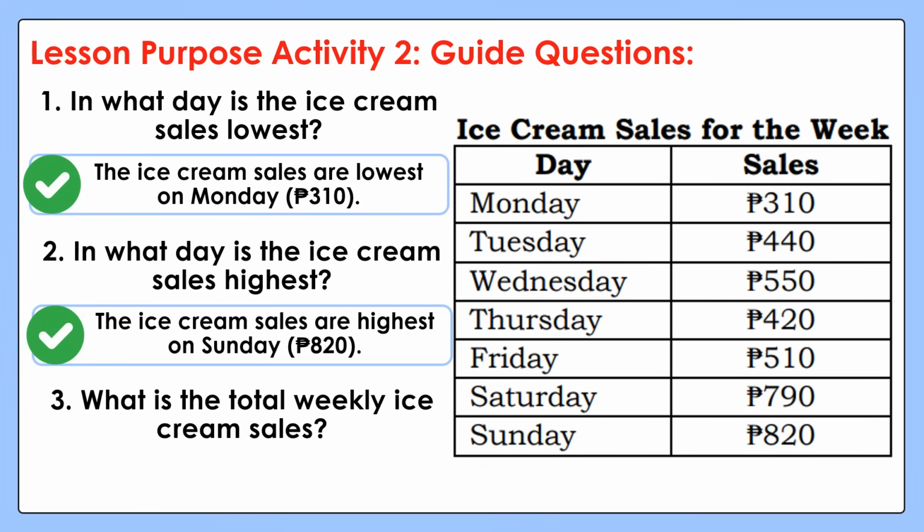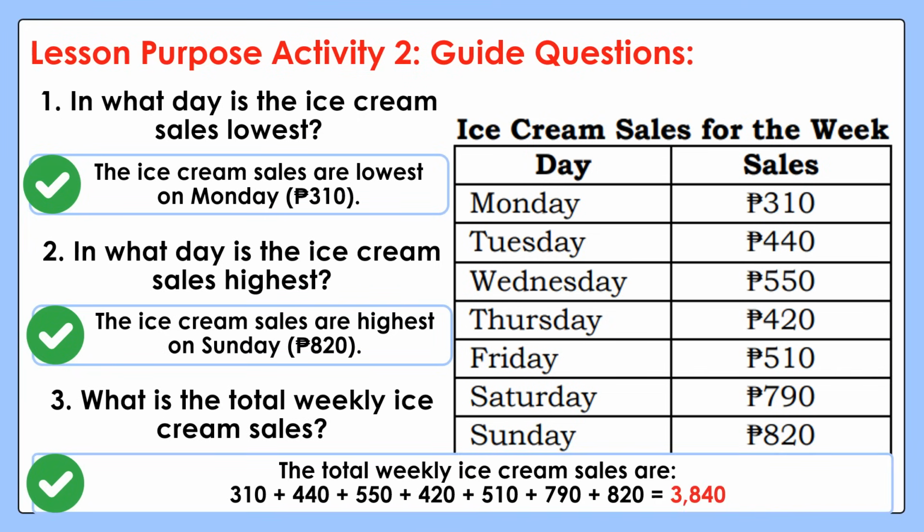Number 3, what is the total weekly ice cream sales? The answer: the total weekly ice cream sales are 310 plus 440 plus 550 plus 420 plus 510 plus 790 plus 820 is equal to 3,840 pesos.